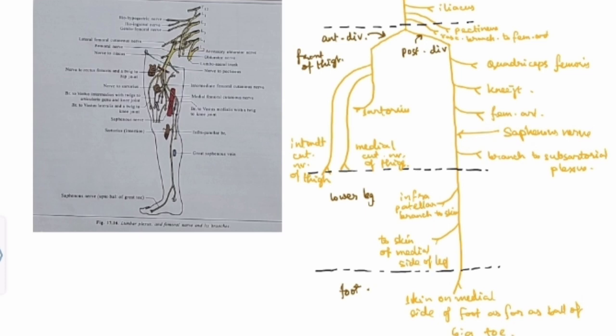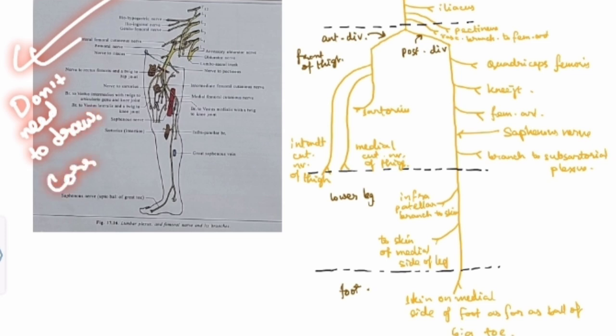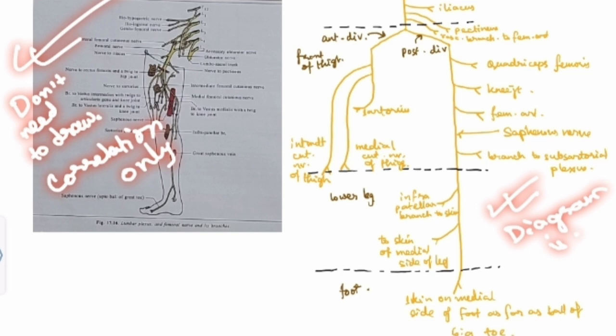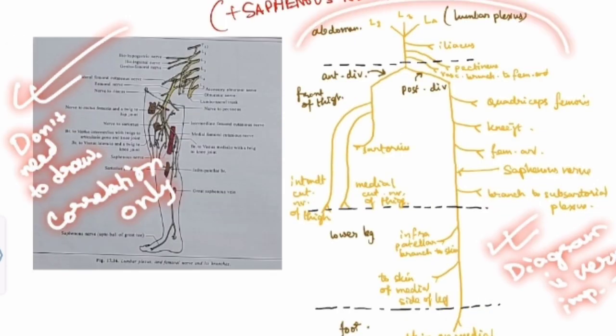You know this diagram is also borrowed from Snell, and this is the diagram of AKD. This is the diagram you don't need to draw. This is for your understanding and correlation purposes only. But this diagram is very important. If ever a question comes regarding femoral nerve, you have to draw this diagram.